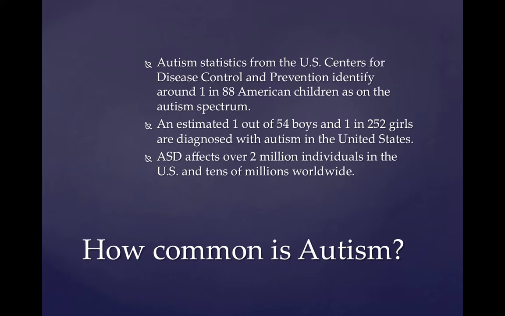How common is autism? Autism statistics from the U.S. Centers for Disease Control and Prevention identify around 1 in 88 American children as on the autism spectrum. An estimated 1 out of 54 boys and 1 in 252 girls are diagnosed with autism in the United States. Autism spectrum disorder affects over 2 million individuals in the U.S. and tens of millions worldwide.